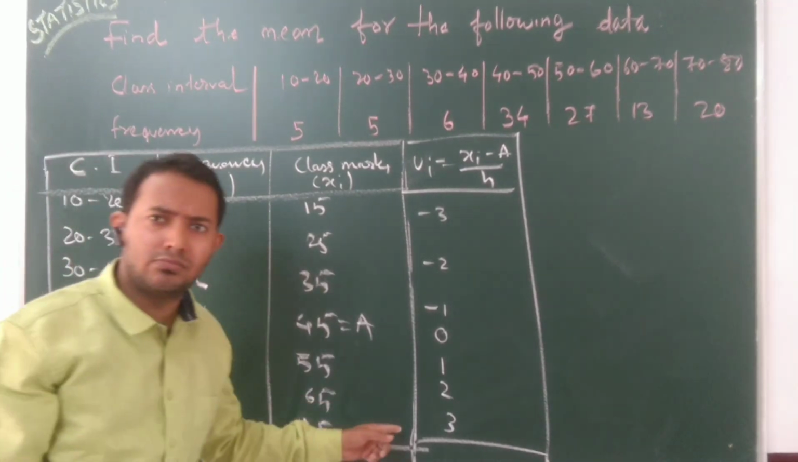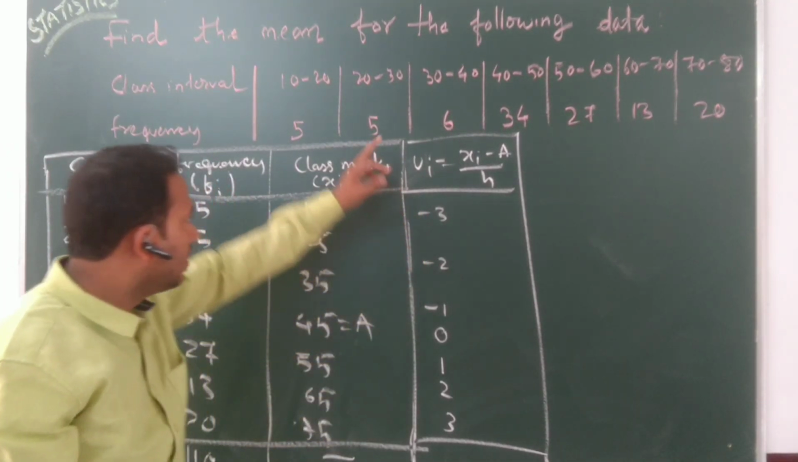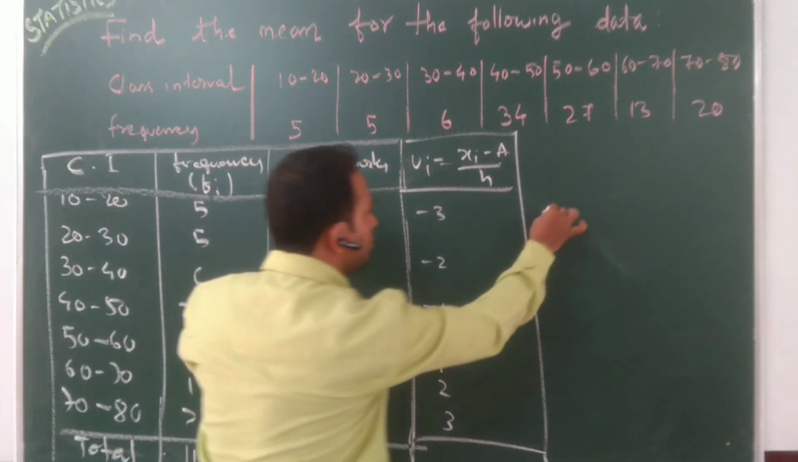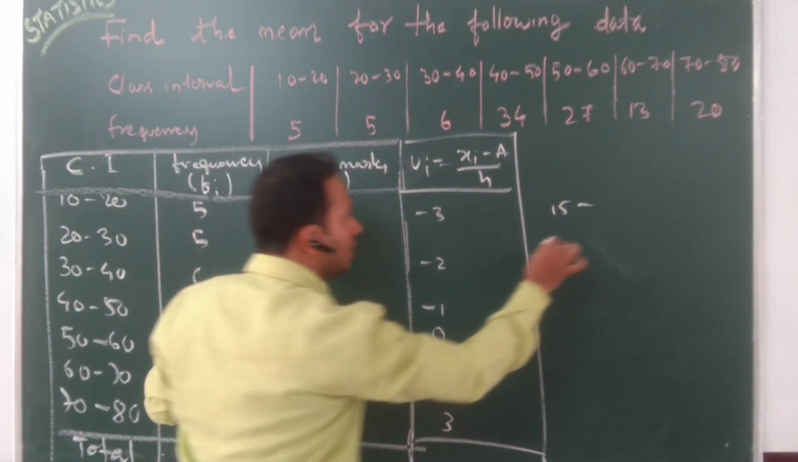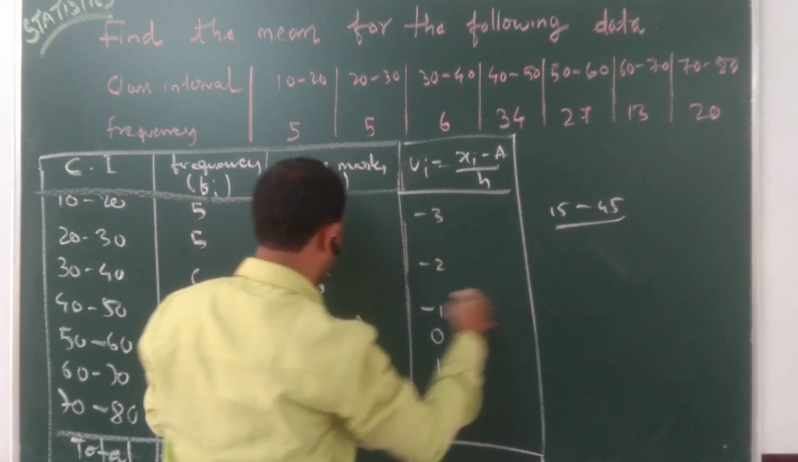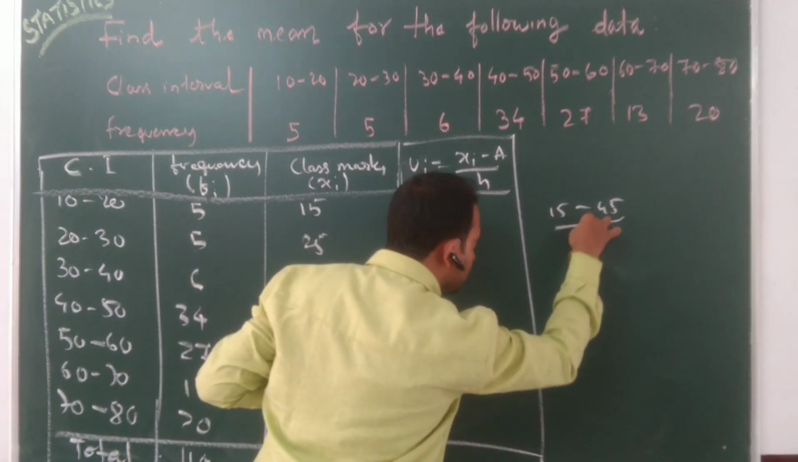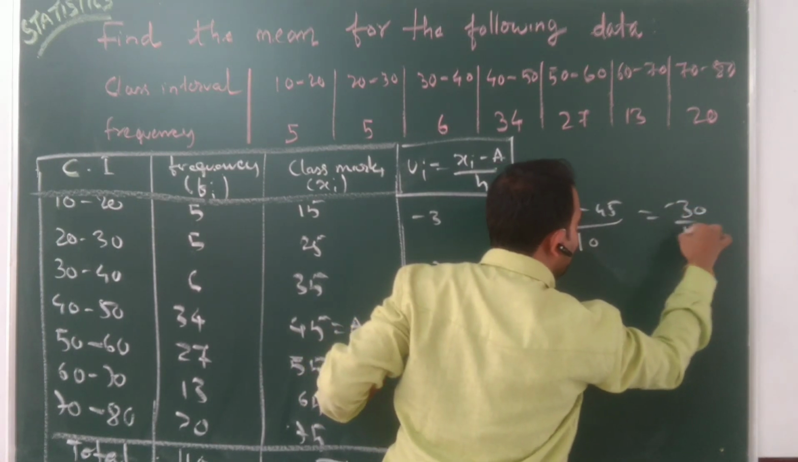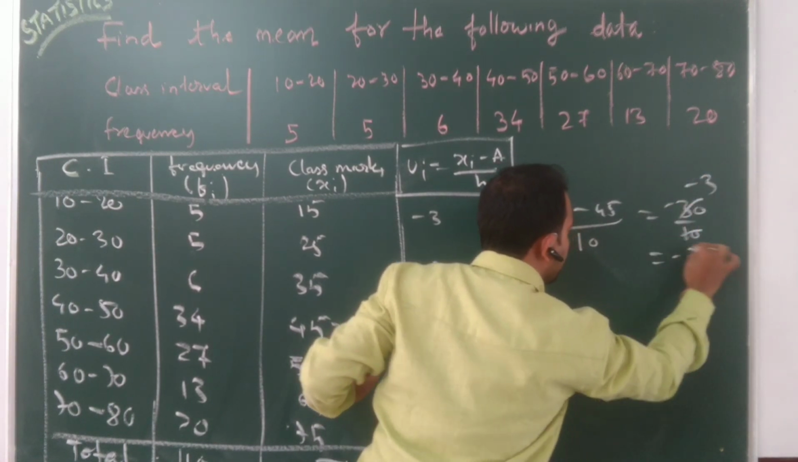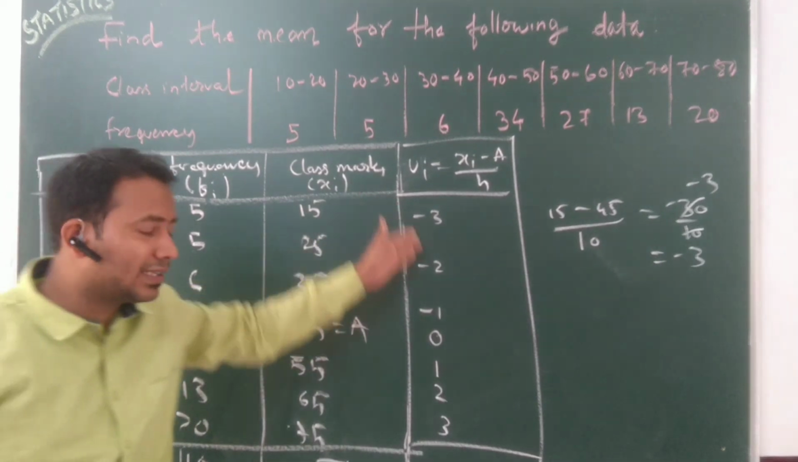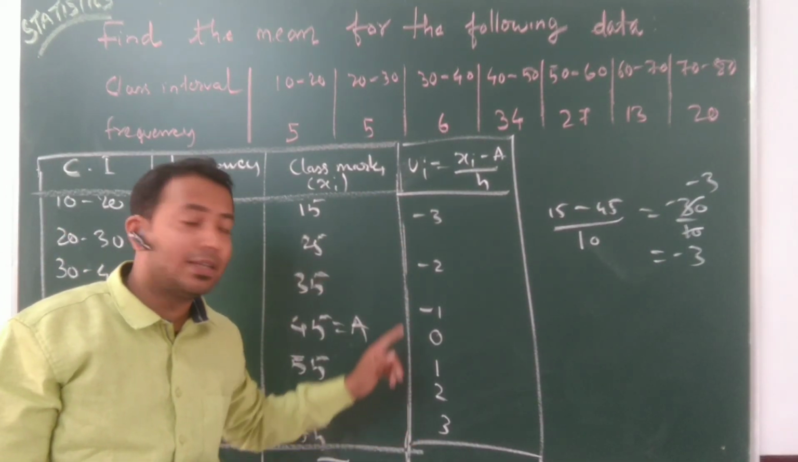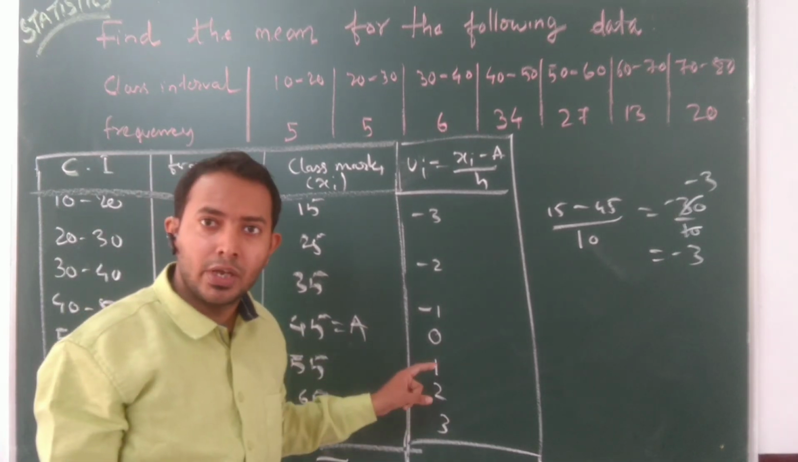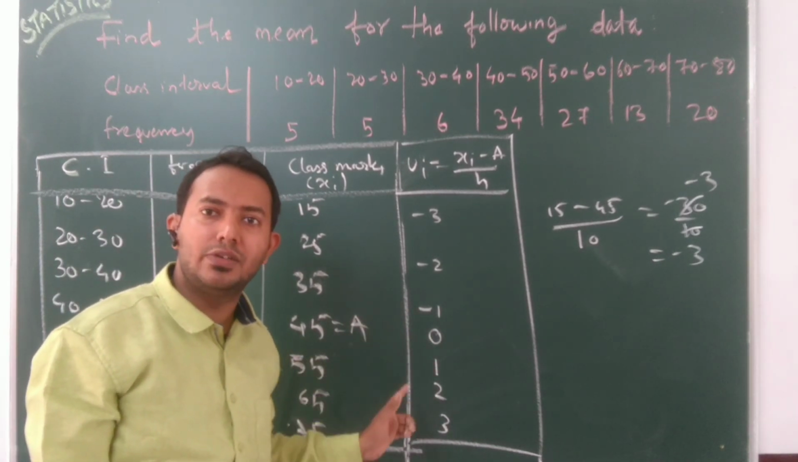So is it correct? Shall I check? Check it. Xi, that means what? 15. You substitute here 15 minus a, that is 45, and divided by 10. If we divide it, we get minus 30 by 10, and we get here minus 3. You can see if we proceed further, all the next data will give the same values. That means it is a trick. You can apply this trick and it will become very easy for you.